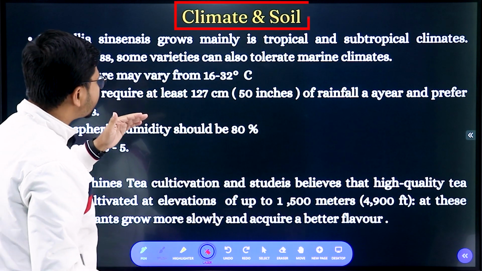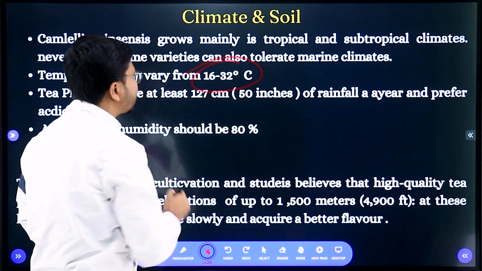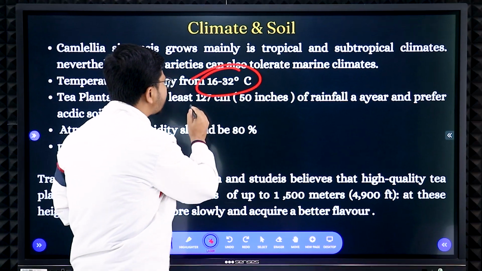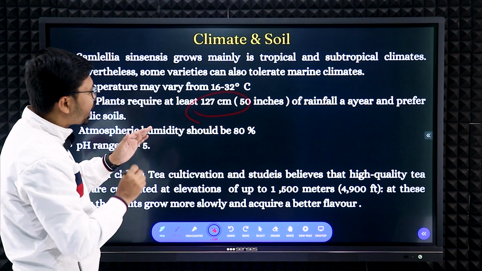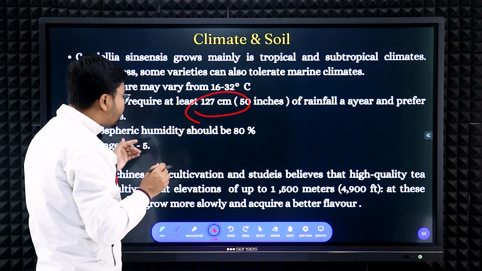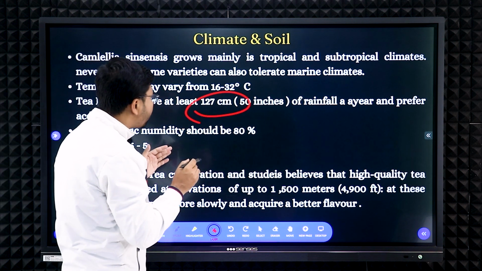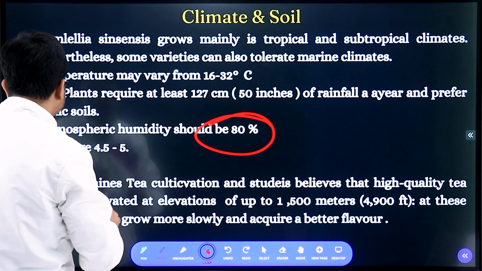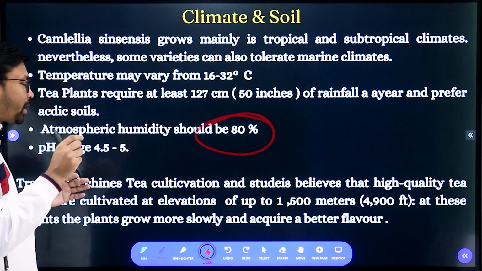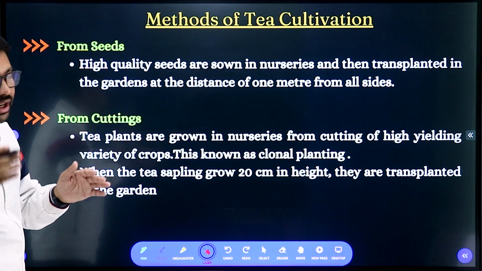So what is the climatic condition required? As I said, temperature 16 to 32 degrees Celsius, right? And rainfall required is 127 centimeters or near about 50 inches. But the main important part, where we are getting good quality tea, is that the humidity should be 80%, and the pH range of the soil should be 4.5 to 5. That should be ideal for tea cultivation.